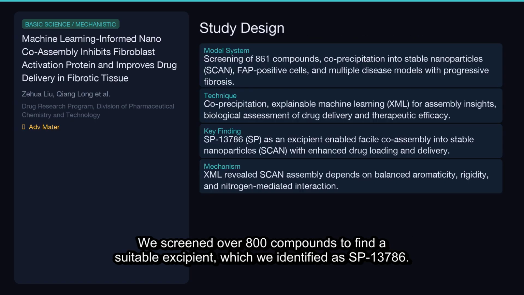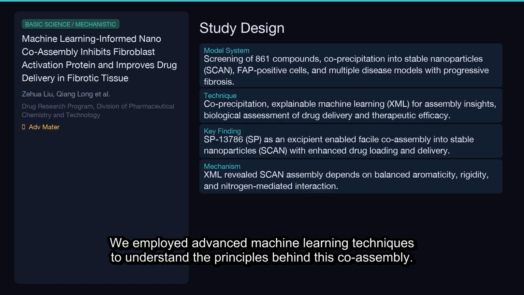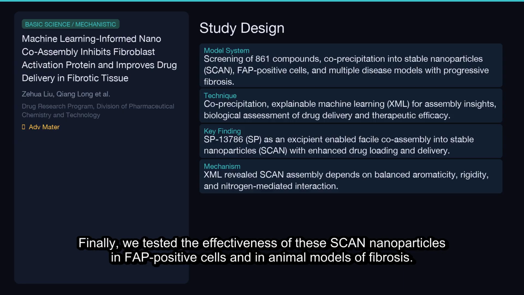We screened over 800 compounds to find a suitable excipient, which we identified as SP-13786. This compound was then used to create stable nanoparticles, called SCAN, through a simple coprecipitation process. We employed advanced machine learning techniques to understand the principles behind this co-assembly. Finally, we tested the effectiveness of these SCAN nanoparticles in FAP-positive cells and in animal models of fibrosis.